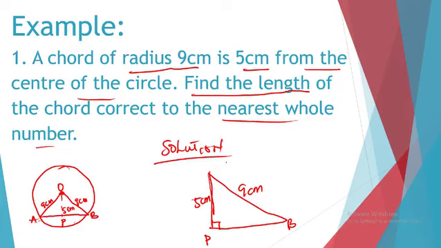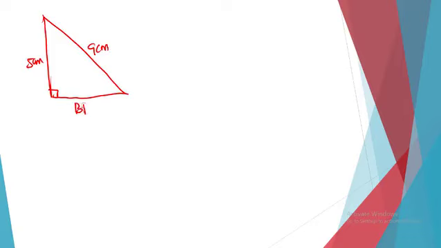Okay, so looking at this triangle, let's go over to the next page. Here won't be enough for us, let me redraw it. We'll have 5 cm, we'll have 9 cm, and we'll have here to be PB. Okay, now looking at this, we apply what we call Pythagoras theorem. And I taught this some time ago.